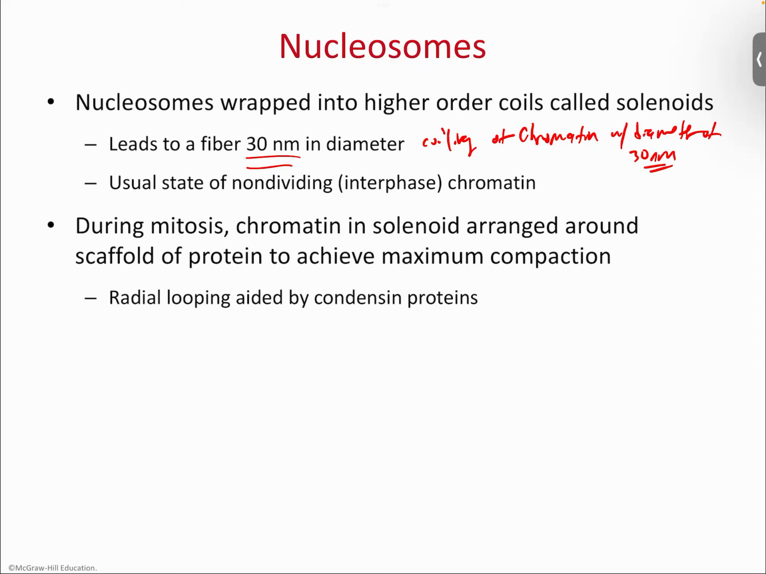If you need access to a gene, you can loosen it, and you can tuck it back into the 30 nanometer fiber if you don't need access to the gene. So this is all a very dynamic system. But this is kind of your starting point, right? This is what it looks like in a non-dividing cell, just a cell doing its job. It's just doing its thing. And this is where we start.